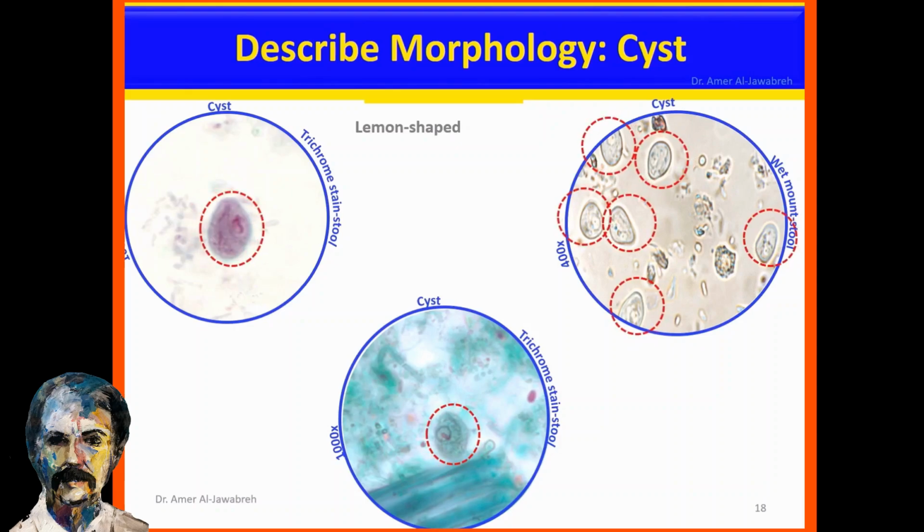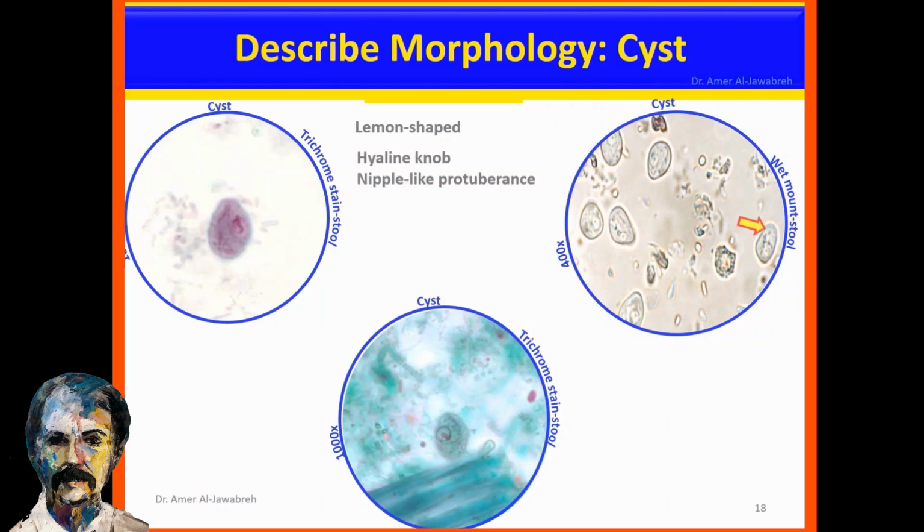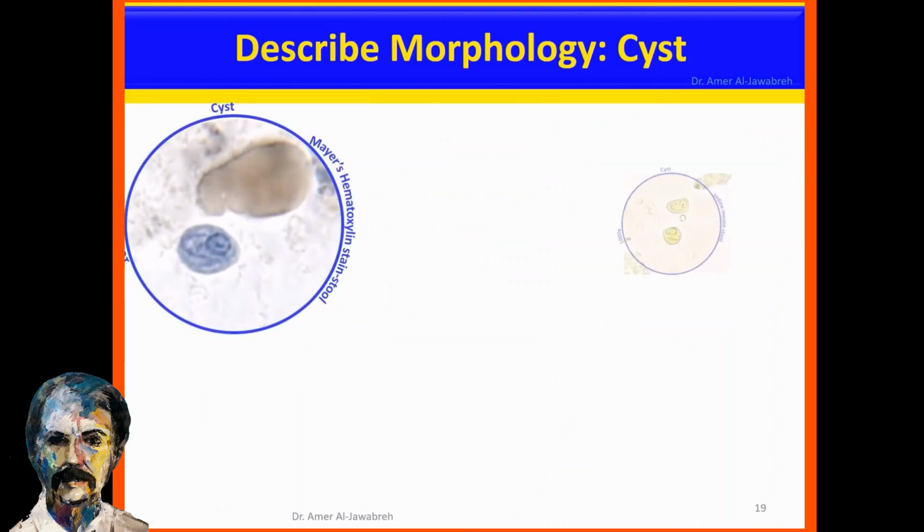Sometimes you see abnormal shapes like this one. This is a normal shape with a halo around, a protuberance, the knob here, the hyaline knob. Because this is a wet mount, we cannot see the cyst very clearly. Maybe here, a little bit. Here also, a little bit. Hyaline knobs here, here, here, here. This is a nucleus. I can see it a little bit here, but here it's very clear.